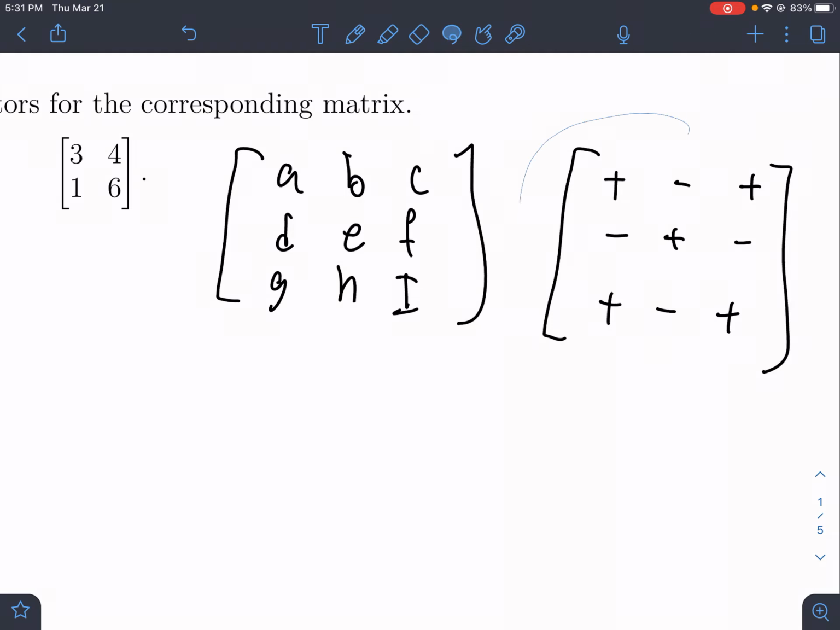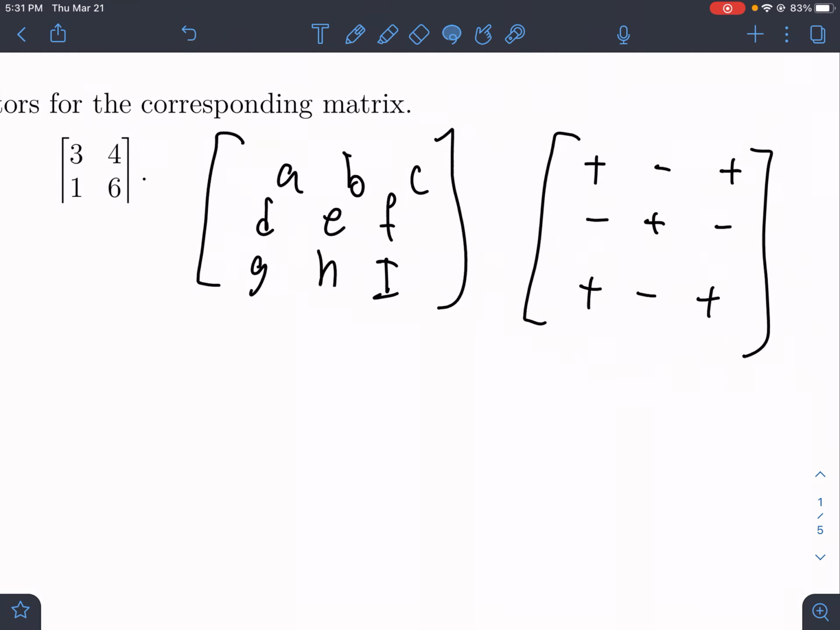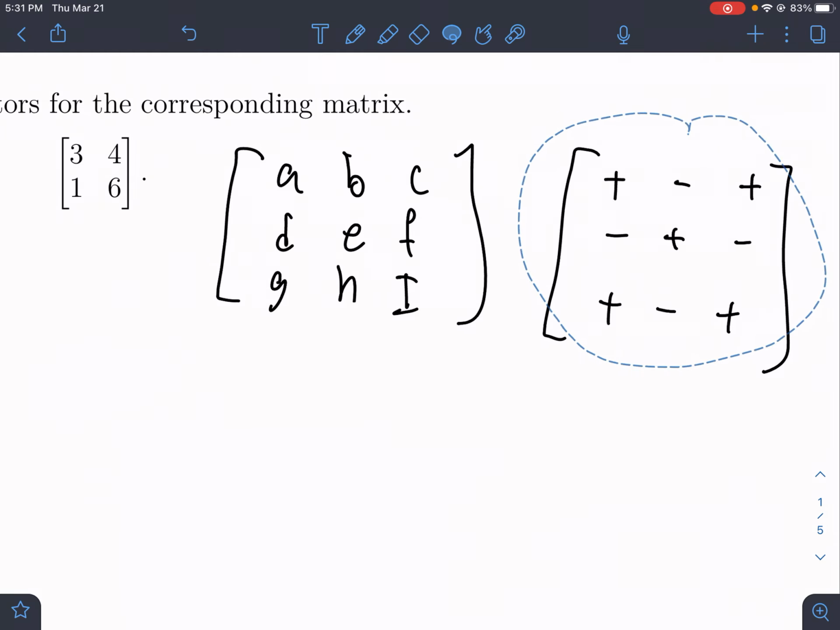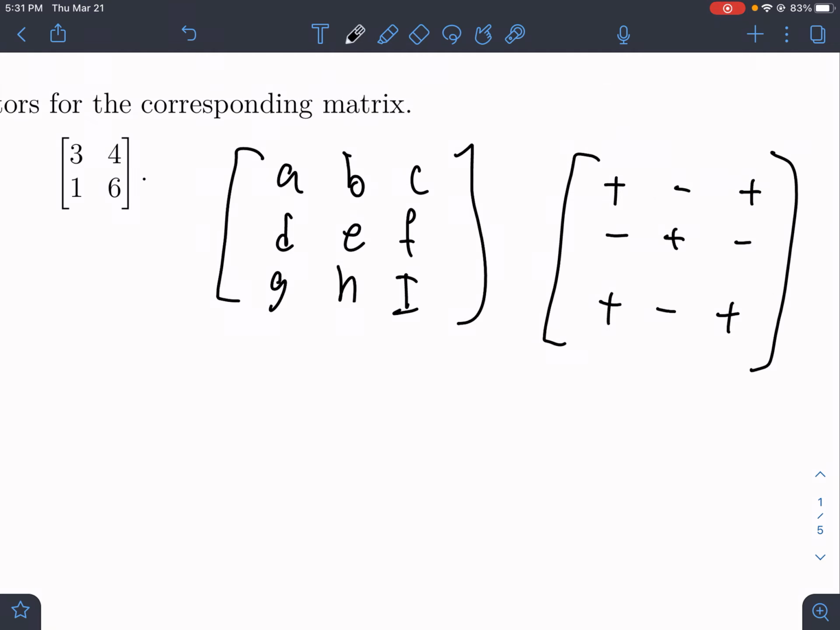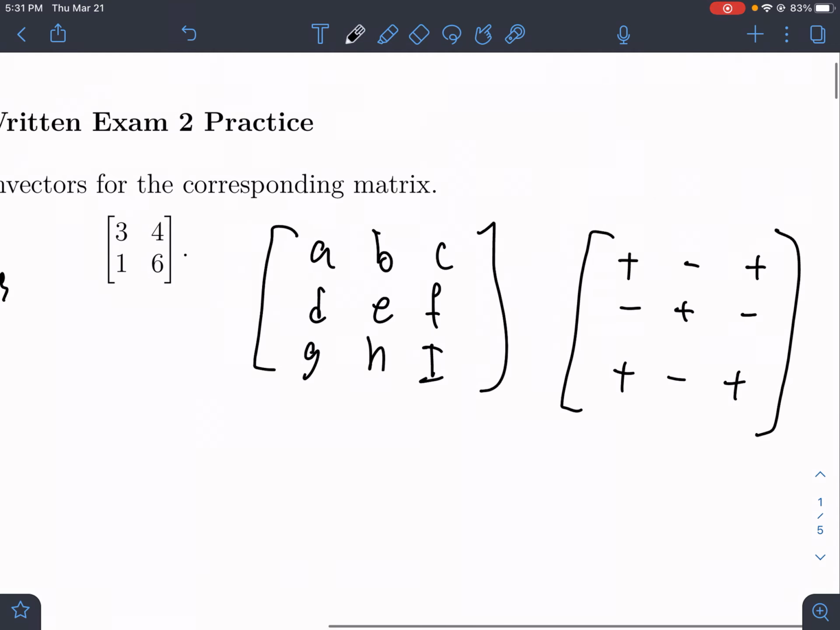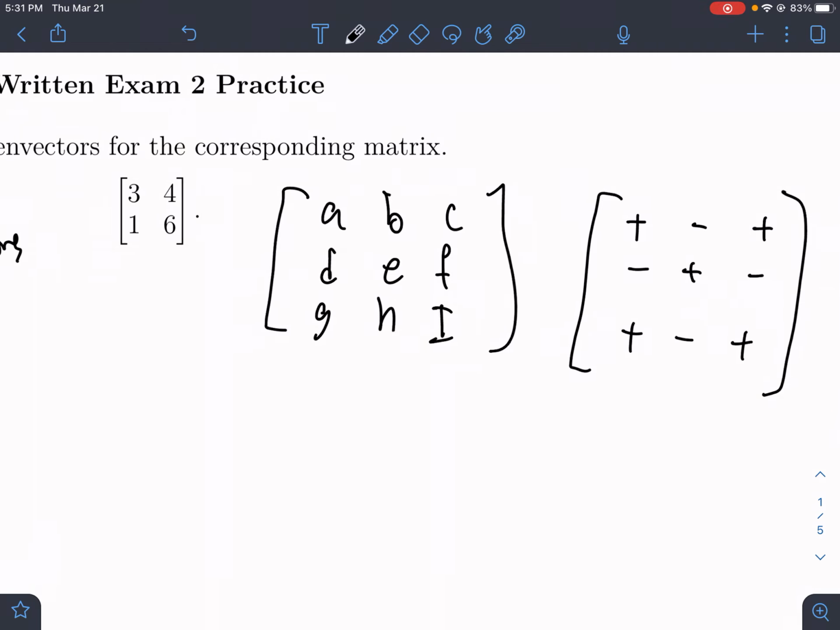All right, so you can think of moving the positive and negative entries over the matrix. The next step of Laplace expansion is to choose a row or a column to expand by. Let's choose this row, the first row.